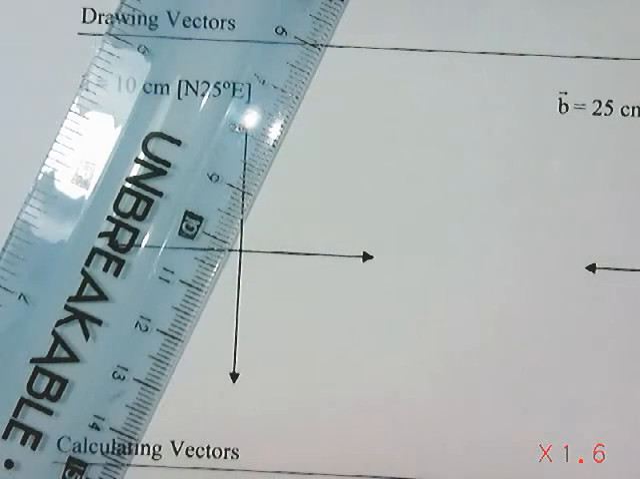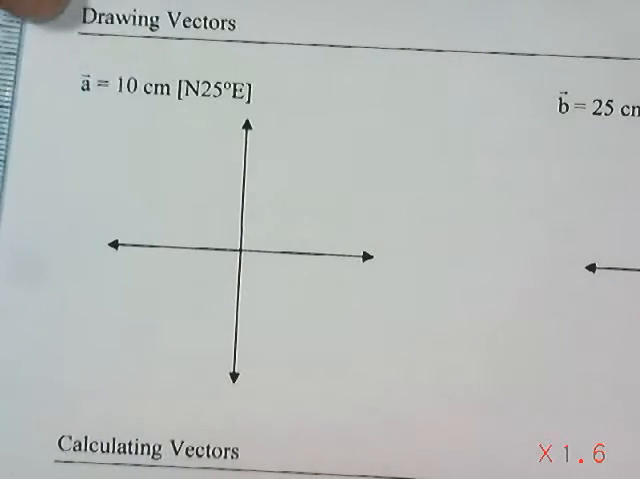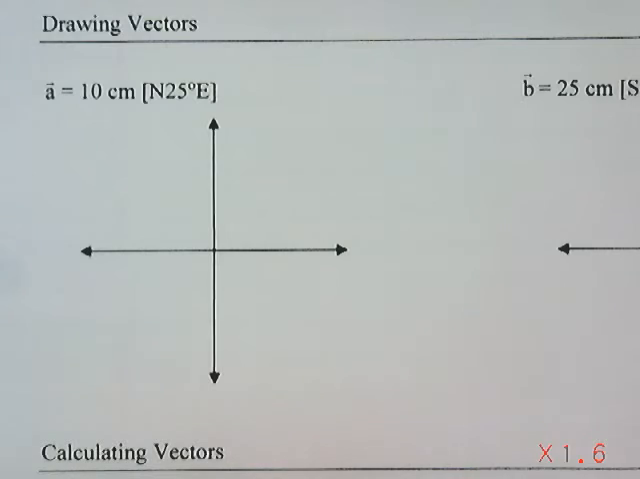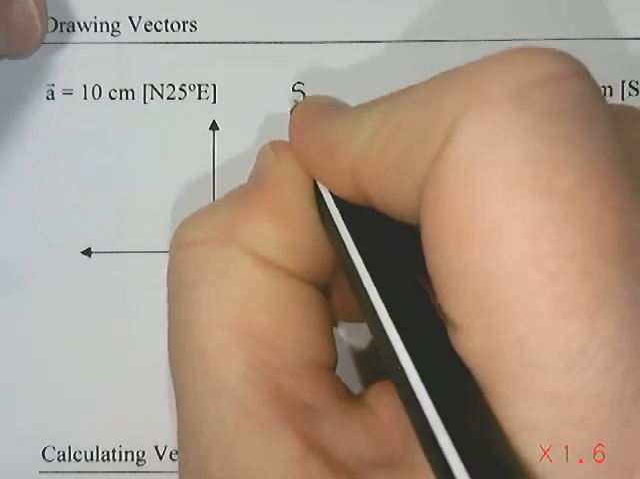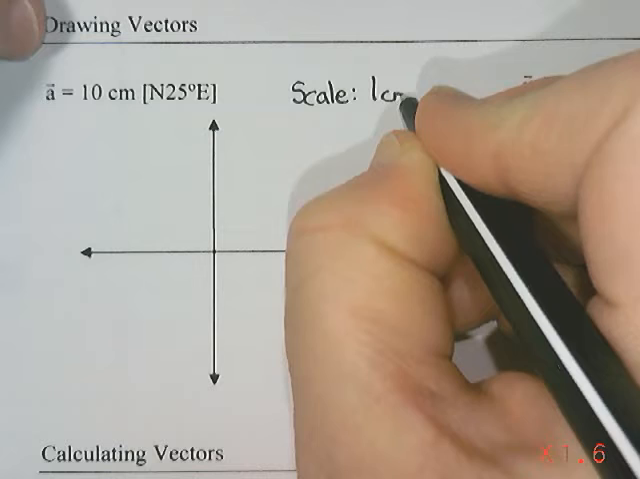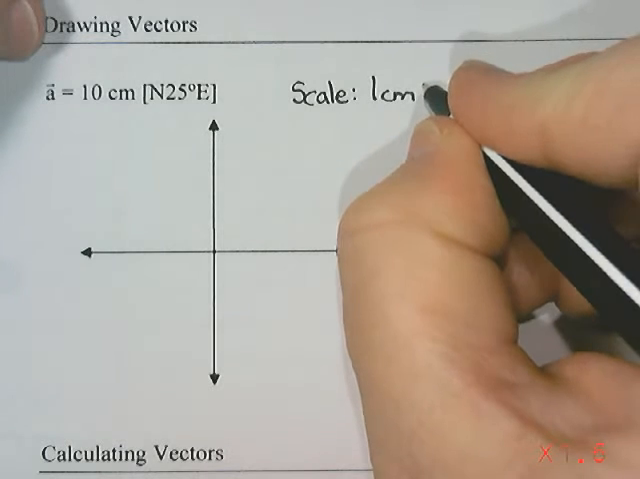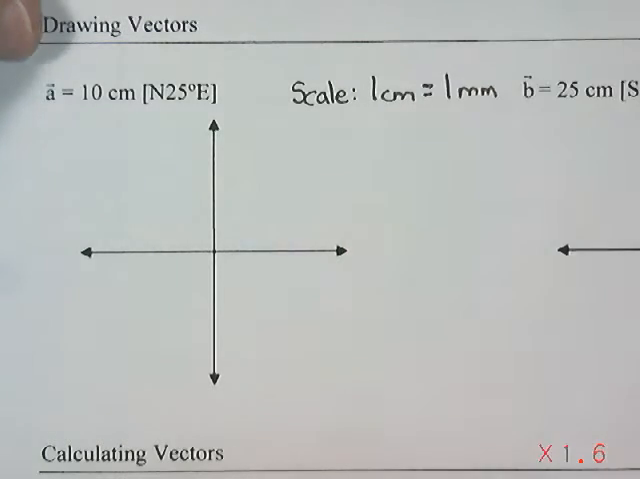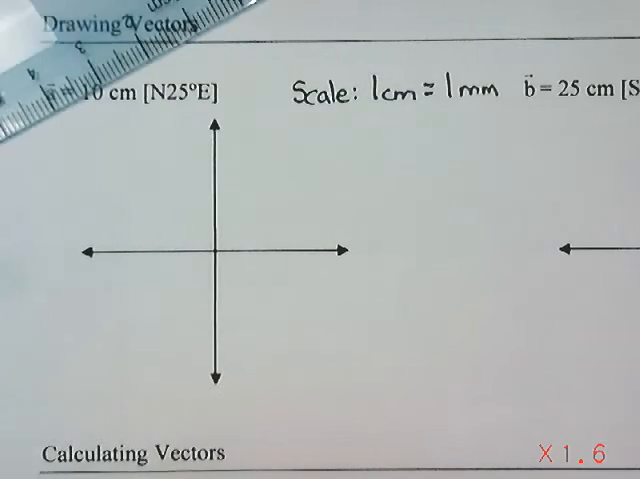So what I'm going to do is pick a scale. I'm not going to draw this using actual centimeters. I think it might be easier if instead of centimeters, I did it in millimeters. So I might use the scale that 1 centimeter in reality on my graph is going to be 1 millimeter, just to make it easier to draw.